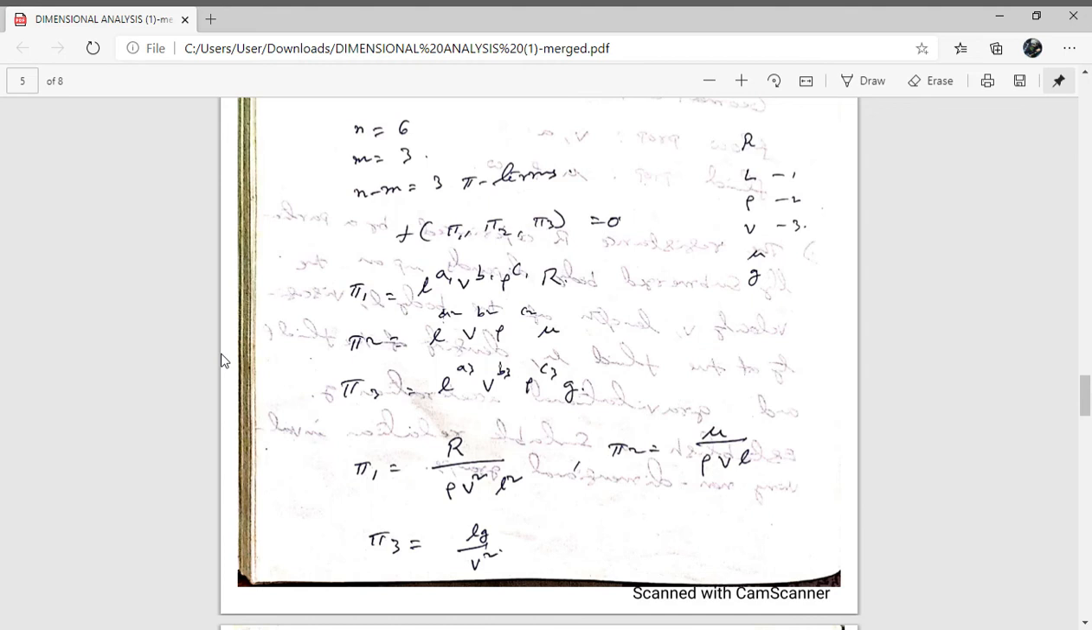g. So like this we can write pi 1 equal to L to the power of a1, v to the power of b1, rho to the power of c1 into r. Pi 2 equal to L to the power of a2, v to the power of b2 and rho to the power of c2 into mu. And pi 3 equal to L to the power of a3, v to the power of b3, rho to the power of c3 into g. To simplify these pi terms, we should find out what are a1, b1, c1, a2, b2, c2, a3, b3, c3. So first we have to find out all these powers. First we take one pi term, and we'll see how to solve for these powers.